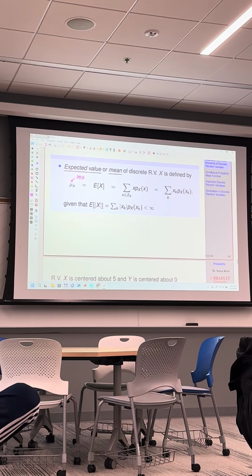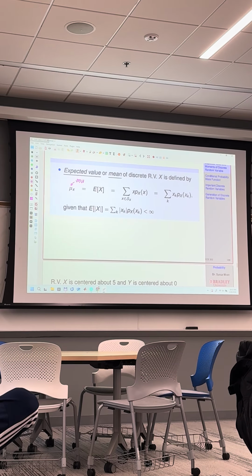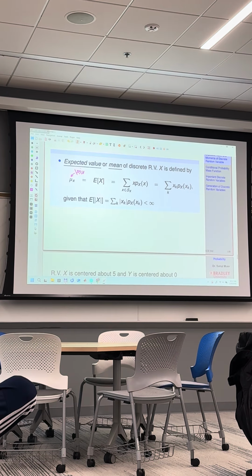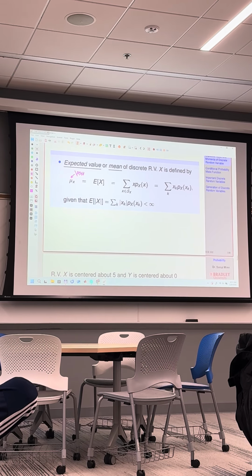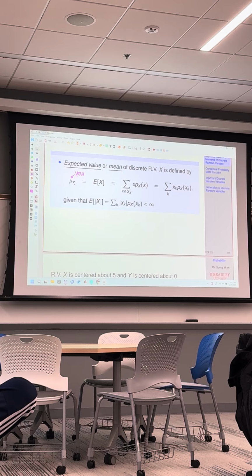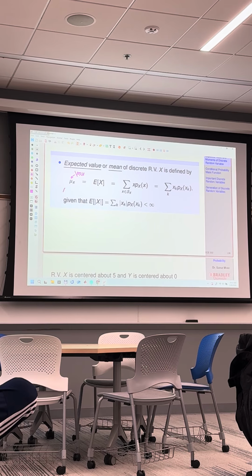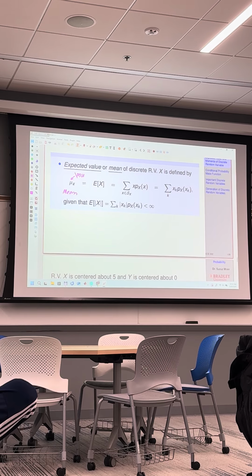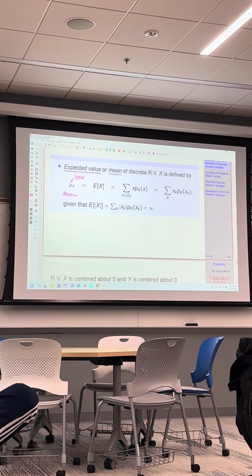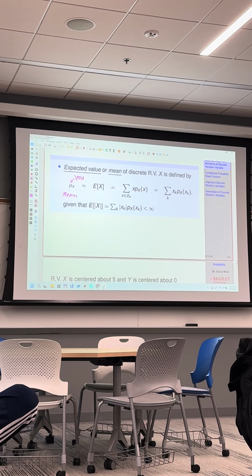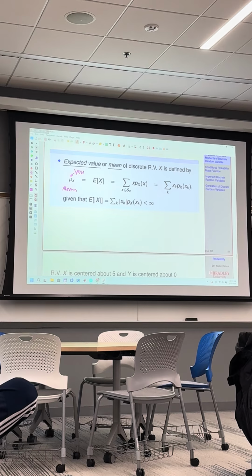The way you pronounce it is mu, and in LaTeX this is the command in case you want to write this symbol in markup. It is mu sub x to denote the mean of random variable x. The mean of random variable x is basically the expected value of random variable x. In other words, you apply the expectation operator on random variable x.